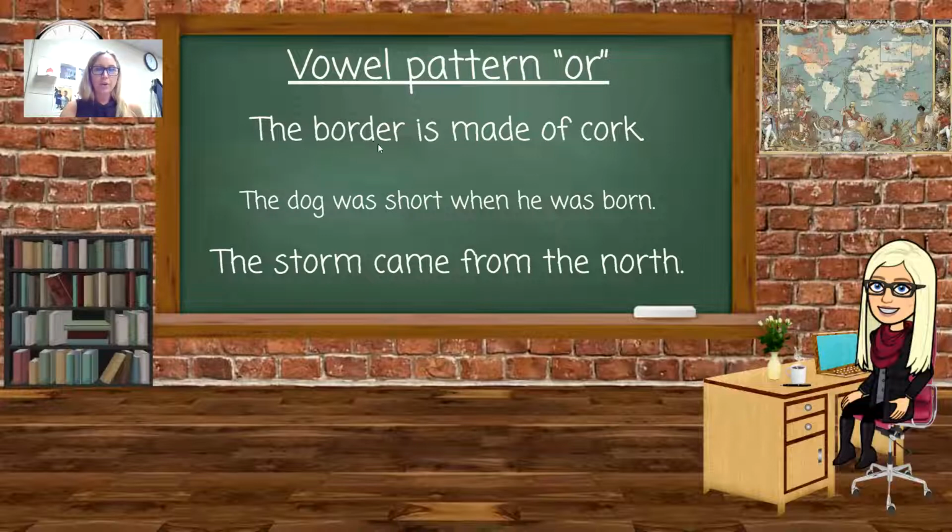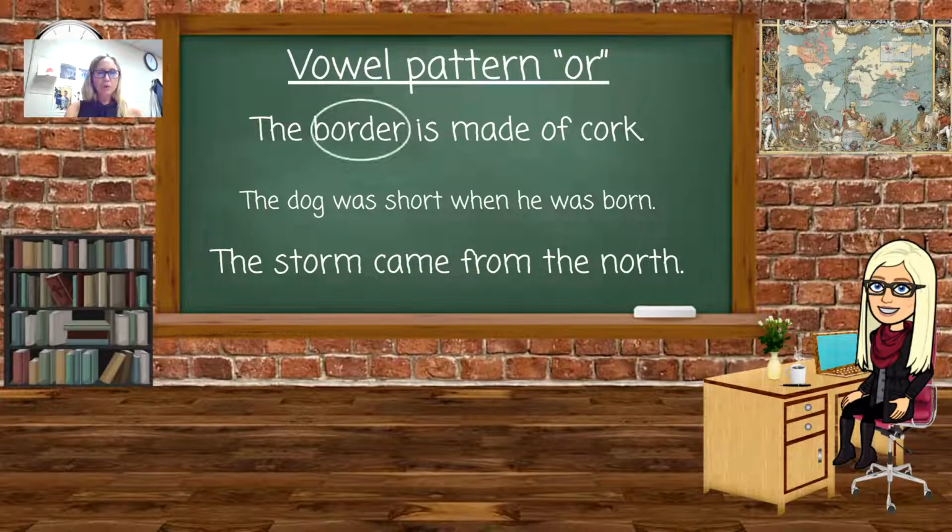The border is made of cork. Listen again. The border is made of cork. All right, so pause the video. You need to reread the sentence and write down the 2 words in the first sentence that say or.